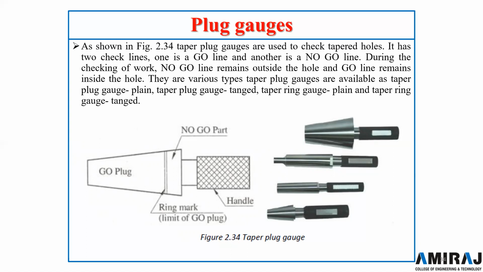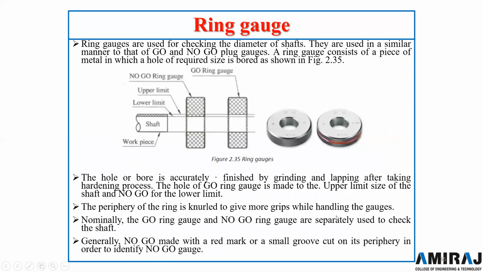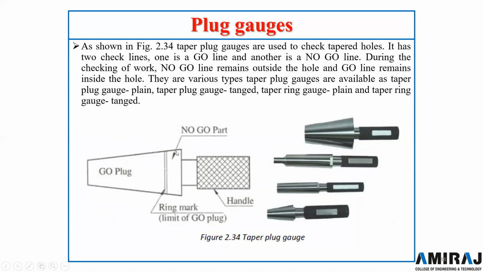So this one is a taper plug gauge. We can see over here, this one is the mark limit of the go plug, and the second mark here is for the no go line. Another type is the ring gauges. If this line does not appear when inserted in the component, the part will be acceptable, and this line should not appear because it is the no go line.